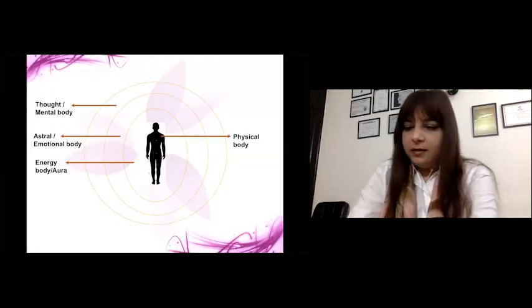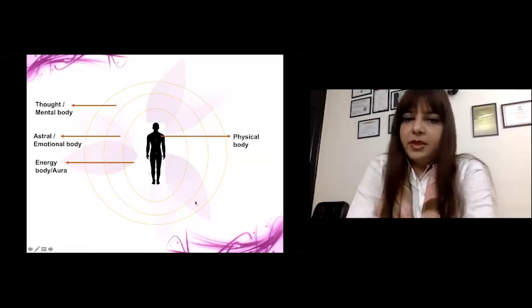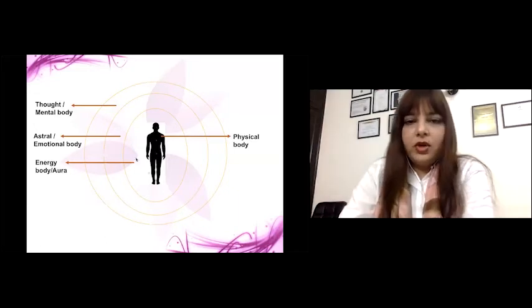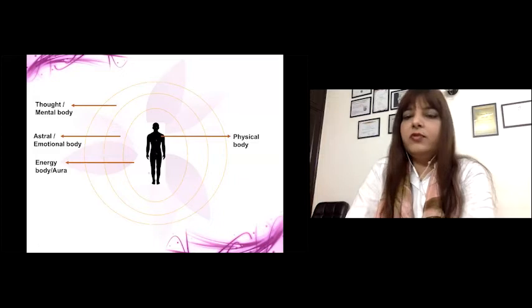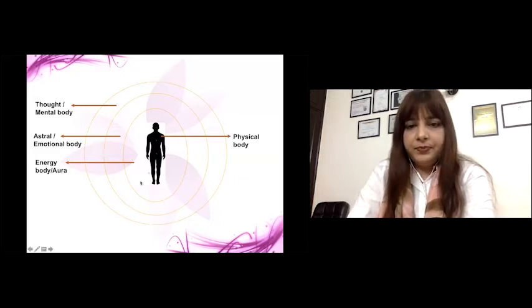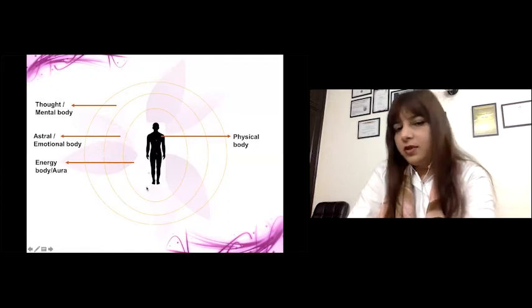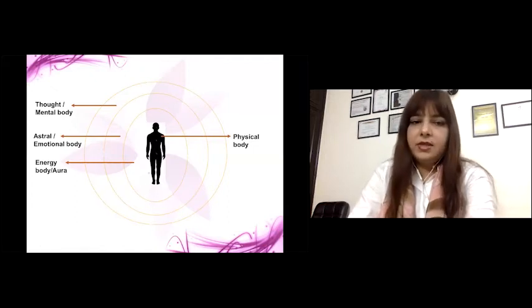Now let me explain in another simple way through this diagram. What you can see here is a human figure. When we see each other, we see only the physical body, the gross physical body, right? But apart from this physical body, there are certain other bodies next to it. Next to the physical body is the energy body. This is called your aura. You must have heard this term aura quite many times. So this aura or this energy body is just next to your physical body.